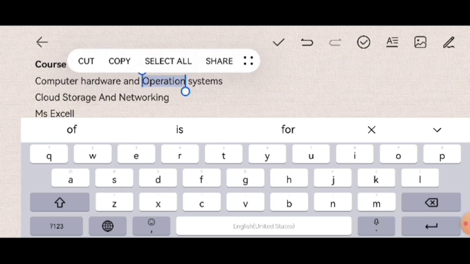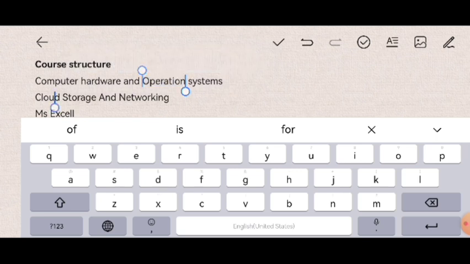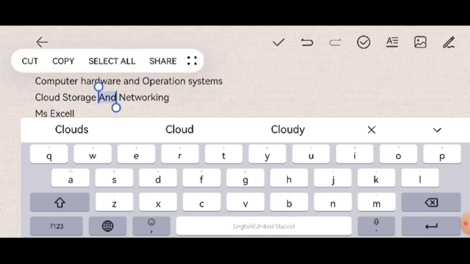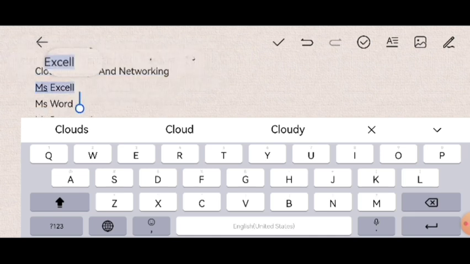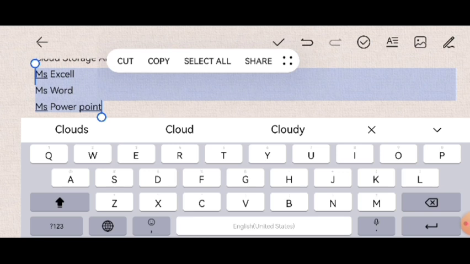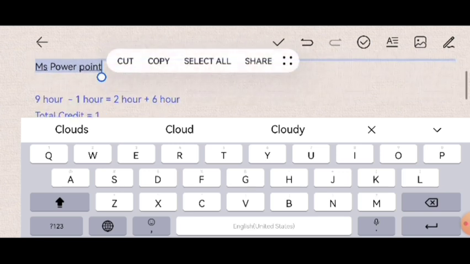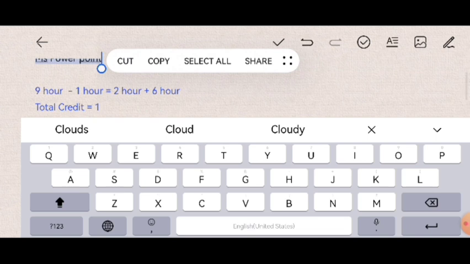And as a subject outcome, mind your terminology: systems, cloud storage, and net. That will be done in a practical manner. And the time allocated is 8 hours.